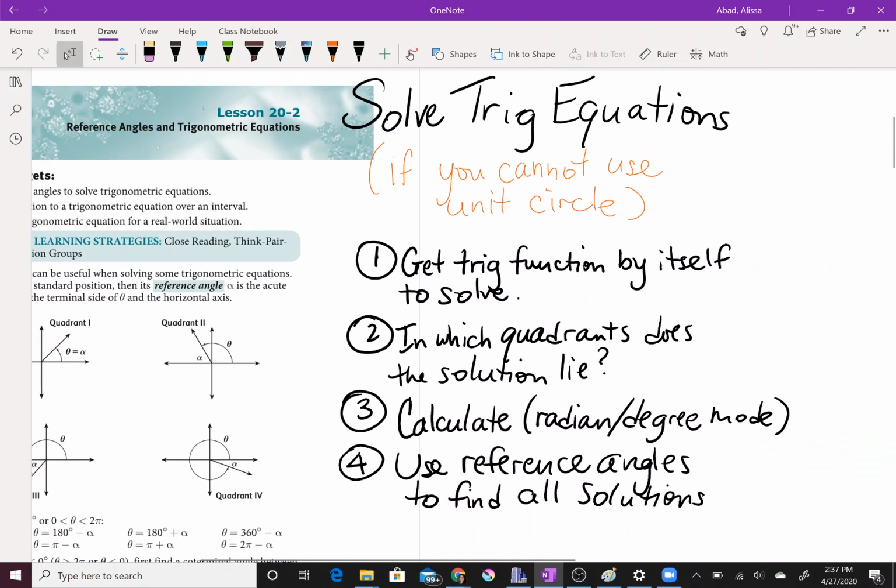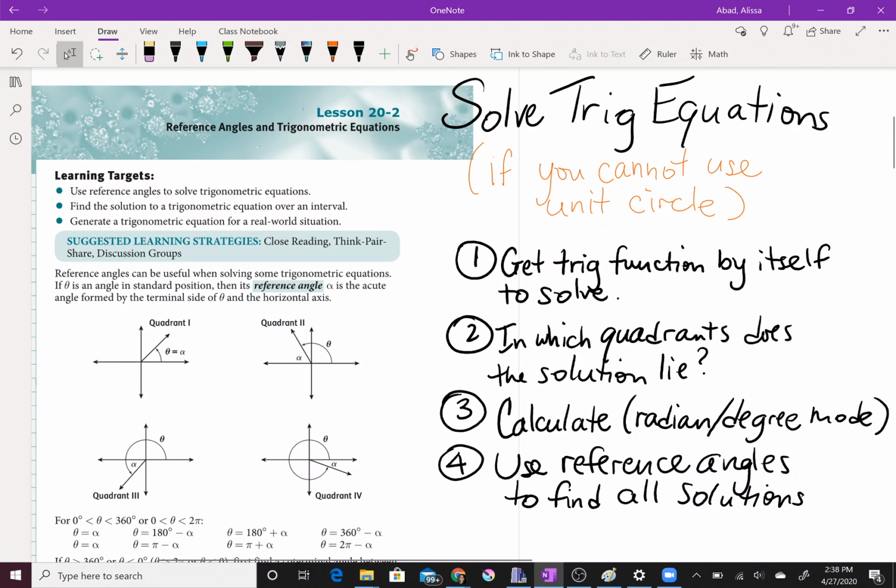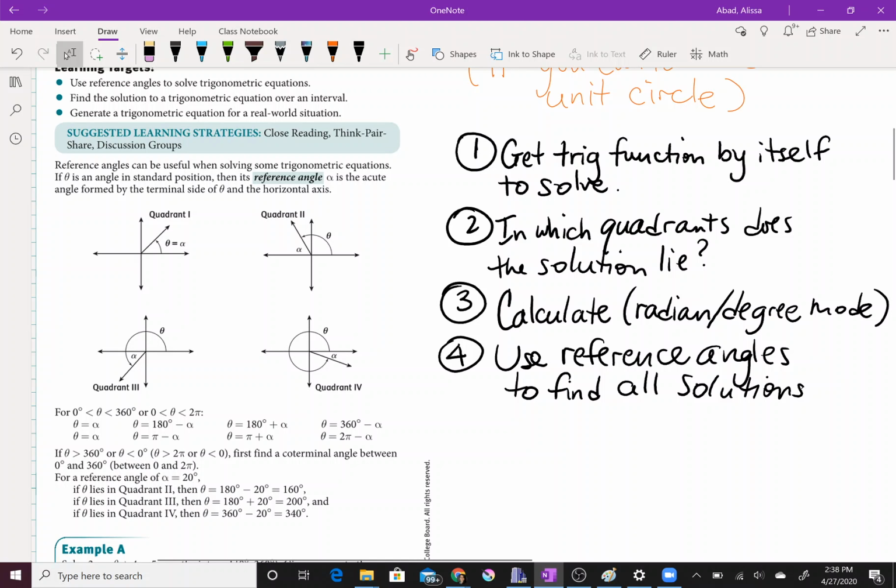So things to keep in mind when you're solving equations if you cannot use your unit circle. First, you would need to get the trig function by itself to solve. Find out in which quadrants the solution lies, because if it's going to be positive or negative, you may have more than one solution depending on where that angle will be. And then you're going to calculate it, making sure whether you need to have it in degrees or radians. And after that, once you find your solution when you calculate it, you need to use those reference angles from the quadrants to find all the solutions.